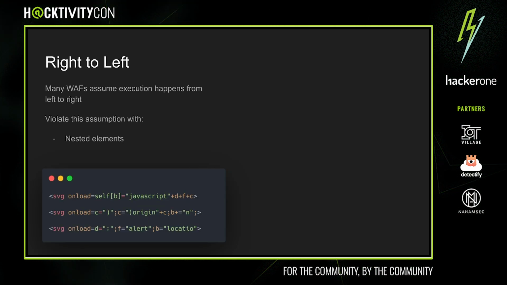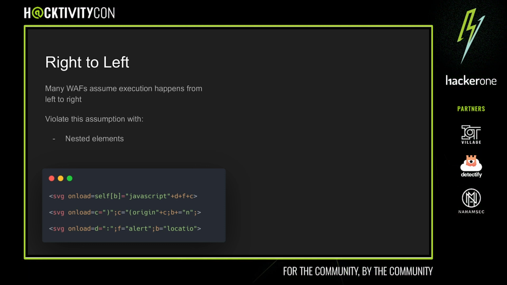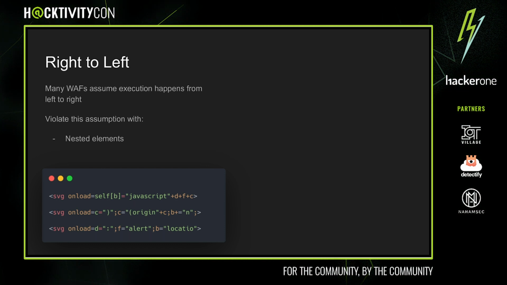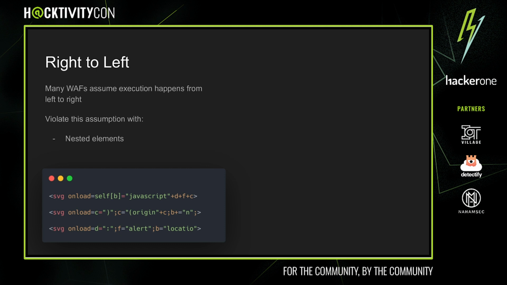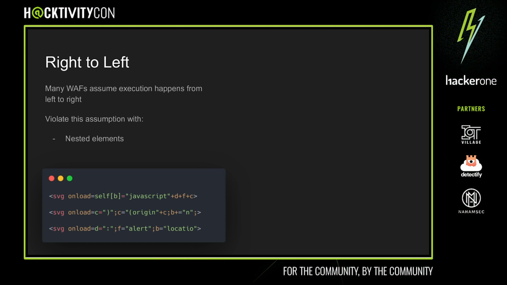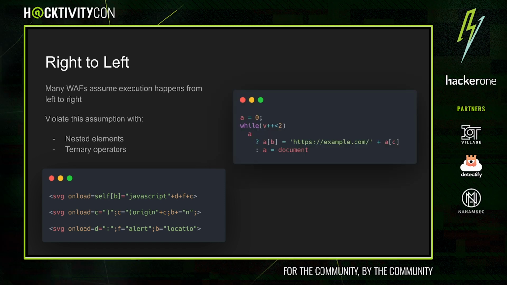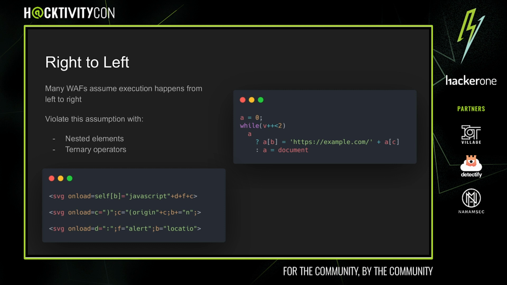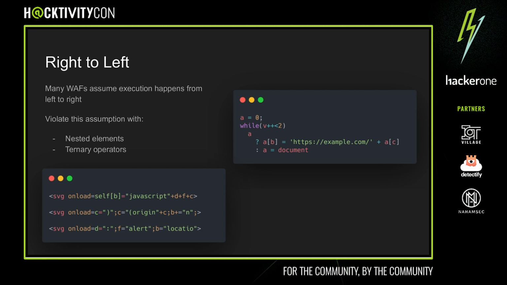One way to do this is with nested elements, such as the SVGs shown here. For nested HTML elements, the children's load handlers are executed first, and the event bubbles up to parent elements. Thus, in the example of nested SVG elements, the innermost load handler at the right is executed first, and the outermost handler at the left is executed last. Another way to achieve right-to-left execution is with loops. The while loop above uses the ternary operator to execute different code on subsequent loop iterations, executing the right part first and then the left.